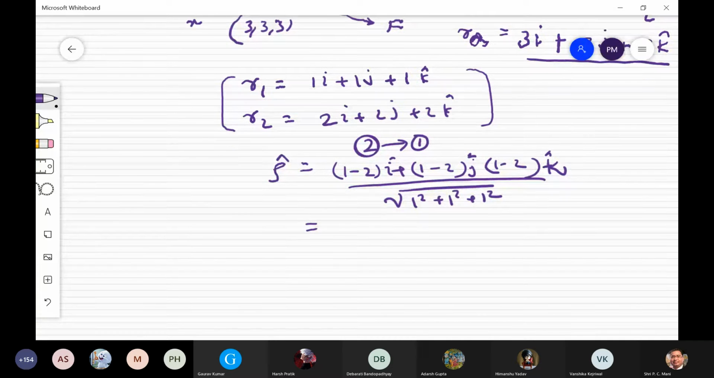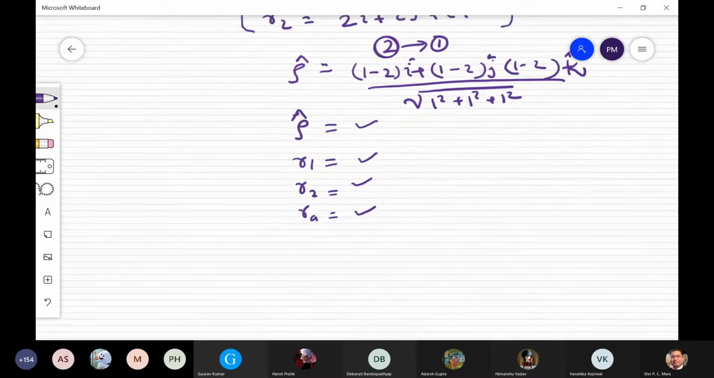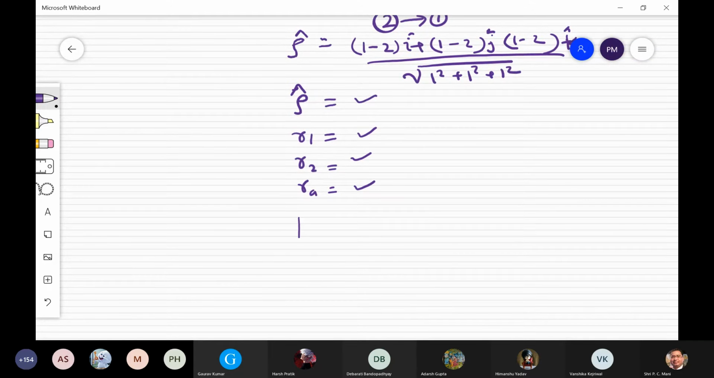So you know the direction vector, you know the position vector R1, you know the position vector R2, and you know the position vector RA. As per the diagram, this one is R1, R2, and this is rho, and this one is RA, and this is the force vector.